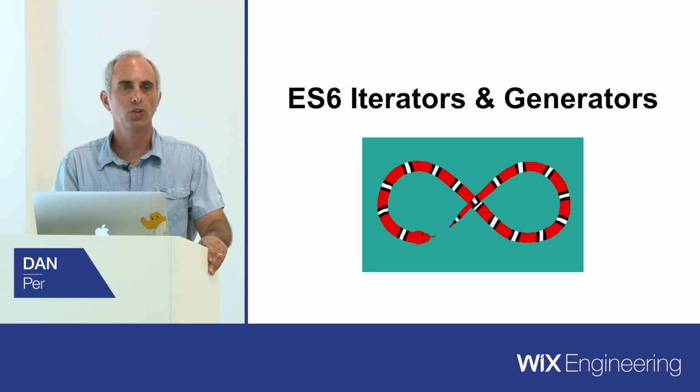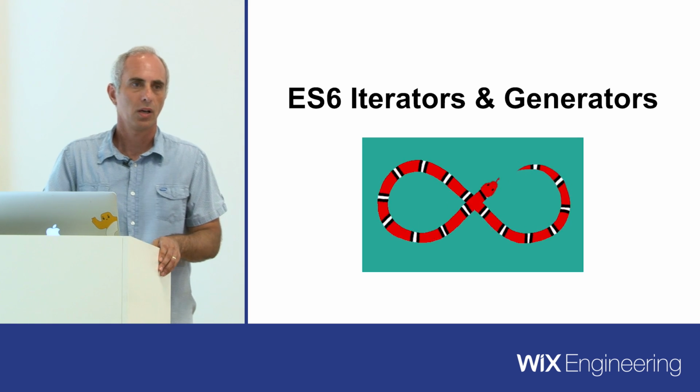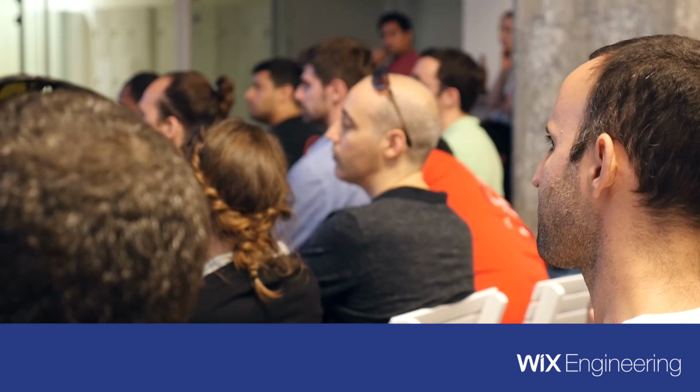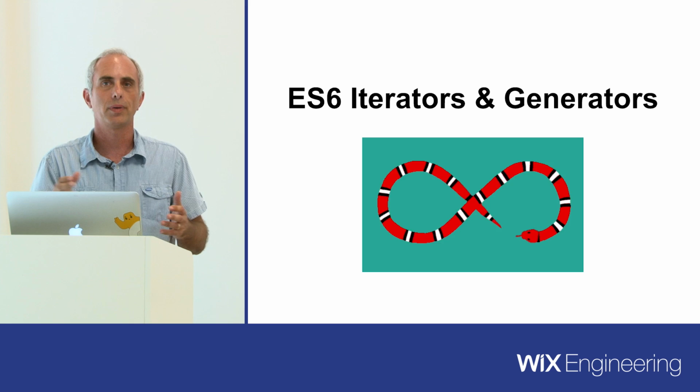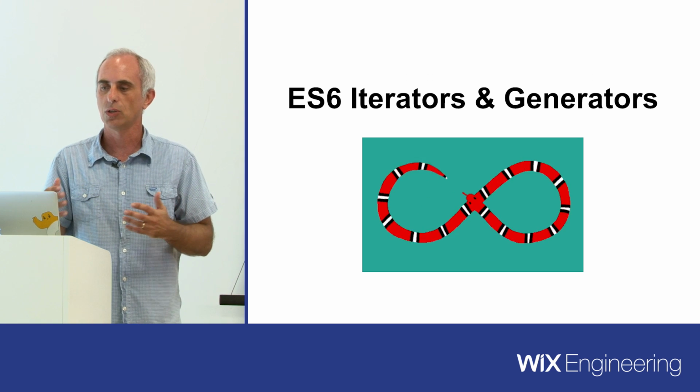Hi, today I'll be talking about JavaScript ES6 iterators and generators. Iterators and generators are actually one of my favorite parts of JavaScript ES6, and hopefully by the end of this talk you'll see why that is. Iterators and generators constitute a mechanism for iterating or enumerating collections and sequences, which is why we have this snake going around in a circle.